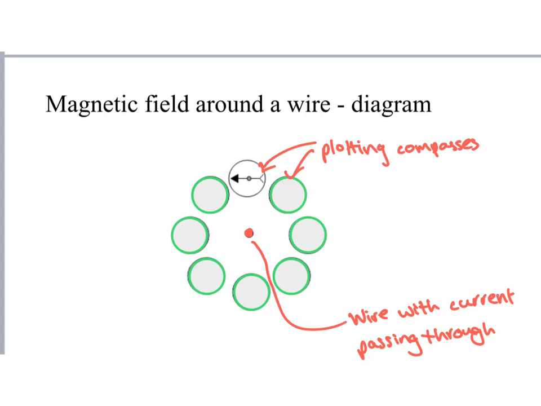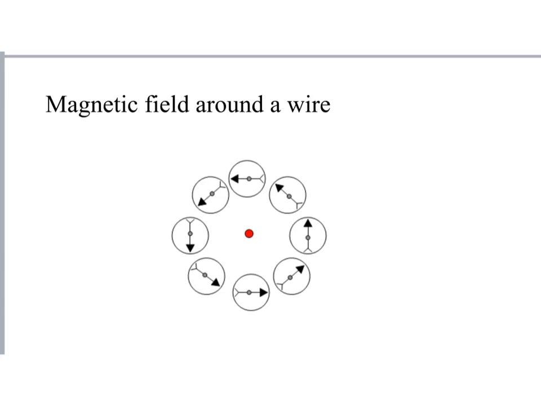Okay, and now we'll move on to the answers. So your diagram should look like this. So each of the plotting compasses is facing in a different direction, and they're making this circle around the wire. So through this we could plot our field lines around the wire like this, and they're all going in this direction. So we get a circular magnetic field.